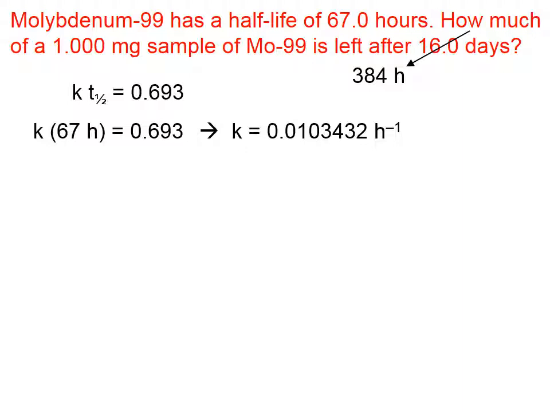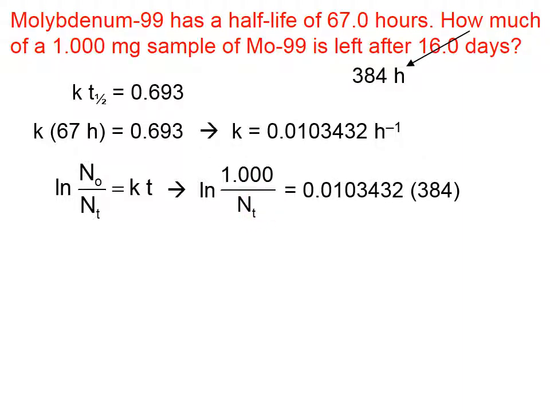k does have a unit. It is a time unit to the -1st power. So here it's hours to the -1. Then we're going to use the first-order rate law, and we're going to say, well, the initial amount of molybdenum-99 that we started with is 1 milligram, and the question is, how much do we have after 384 hours have passed? There's our decay constant.